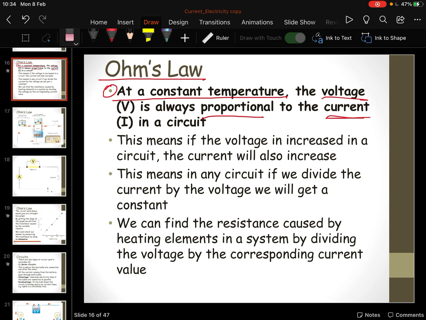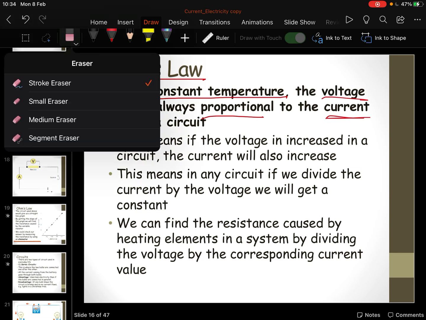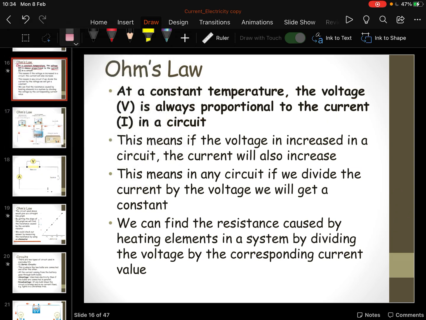Okay. Now what that means is basically you will get a straight line graph, okay? In other words, if I increase the voltage, say by 2 volts, the amp should go up by 2 amps, and the voltage goes up by 4 volts, then the current goes up by 4 amps, okay? In other words, they go up at the same rate. That's the idea here. So take down that and your definition, okay? As you can see here, this means if the voltage increases, the current will increase at the same rate, okay?